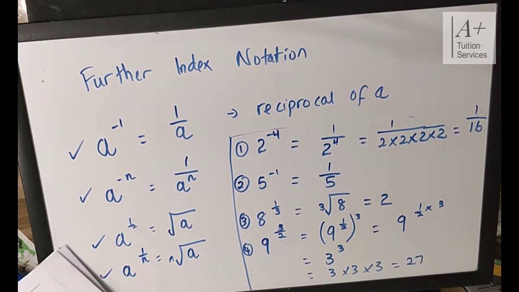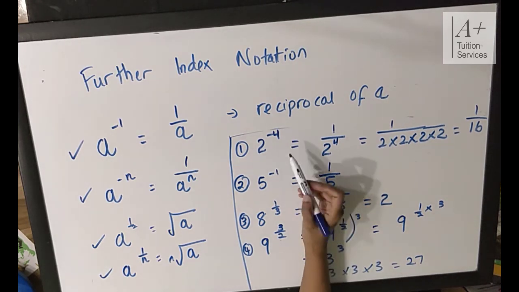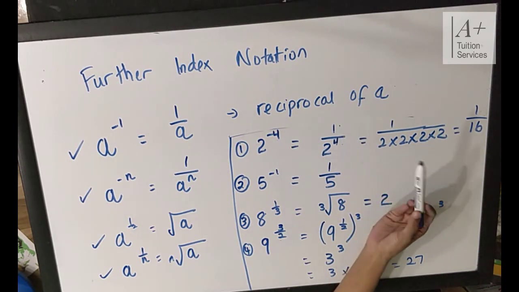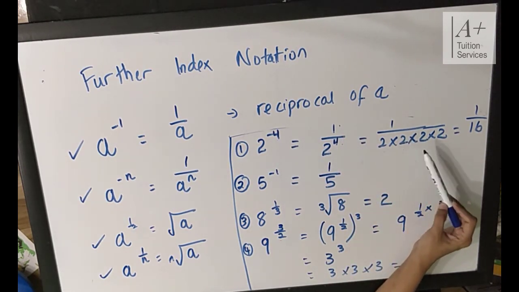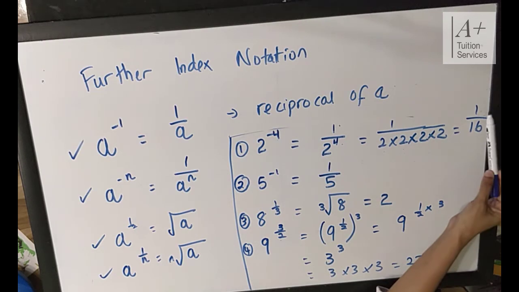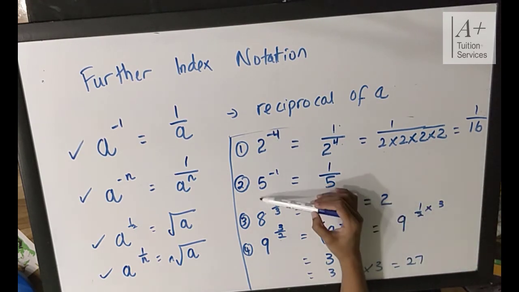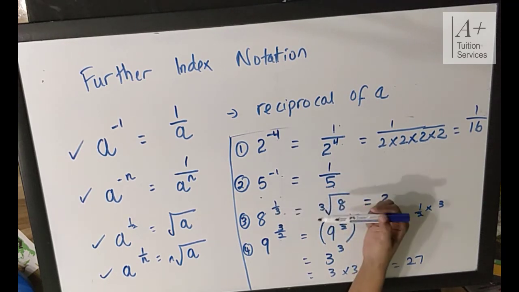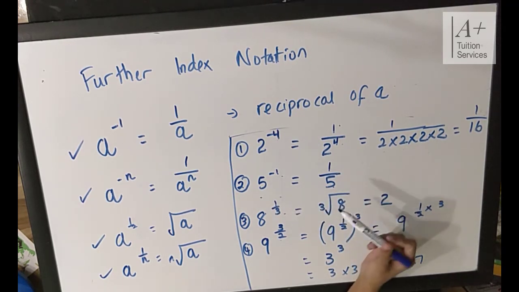Okay? So this is the next part of it, and I'll go over each one individually. So we have 2 to the minus 4 power, which means 1 over 2 to the 4th power, which means 1 over 2 multiplied by 2 multiplied by 2 multiplied by 2, which is 1 over 16. Then we have 5 to the minus 1 power, which means 1/5. Then we have 8 to the 1/3 power, which means the cube root of 8.